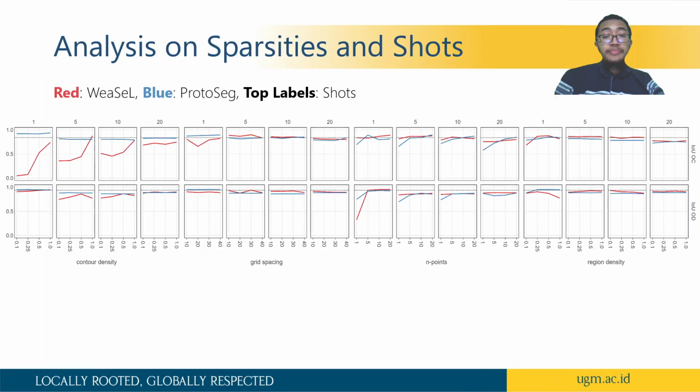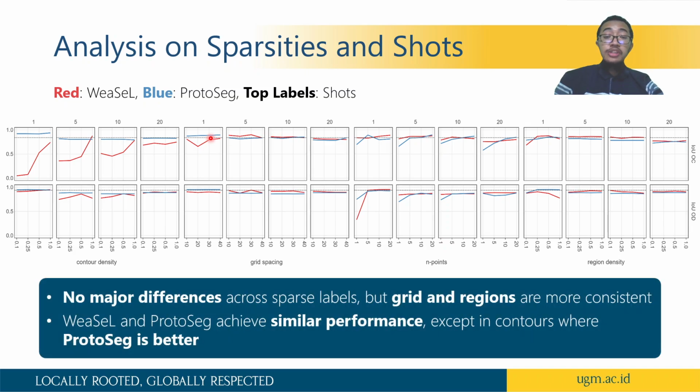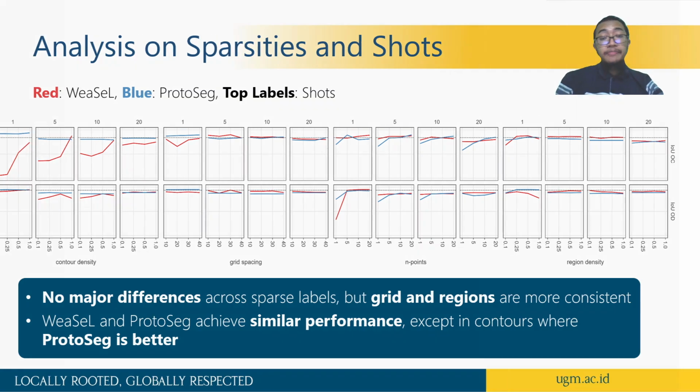About sparsities and shots, here we have multiple sparsity values, and on the top we have multiple numbers of shots. And in general, there are no major differences. However, in grid and regions, they are more consistent. And also, WeaSeL and ProtoSeg achieve similar performance except in contours here, where ProtoSeg, the blue one, is certainly better.